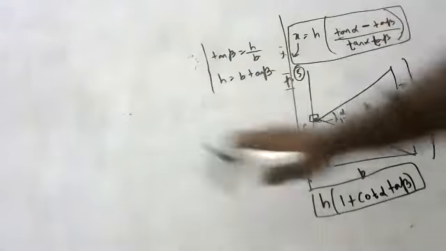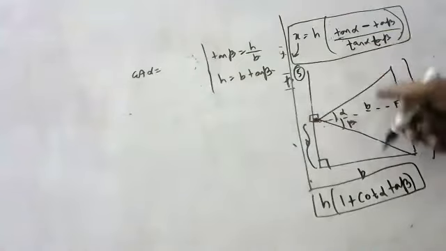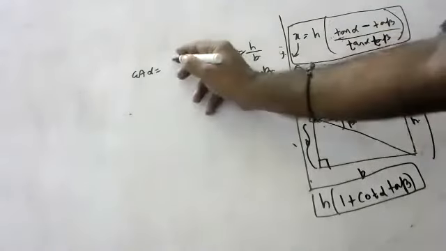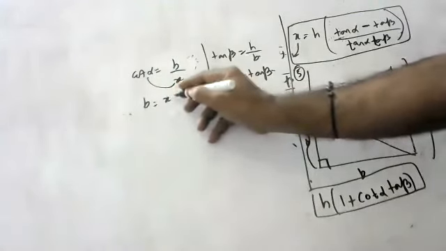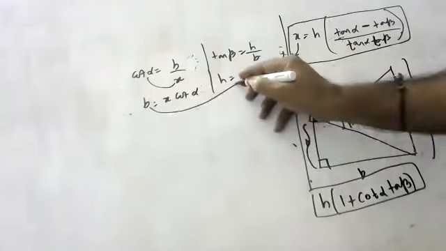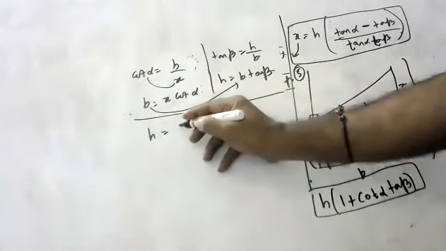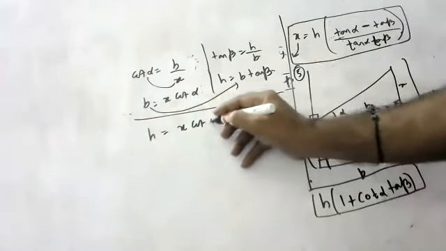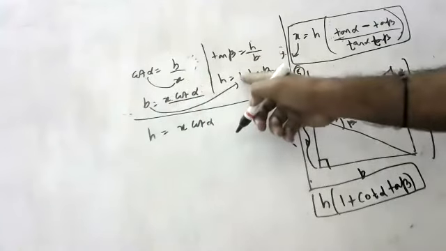Let us do with cot alpha, then you will get the answer, children. Cot alpha is equal to, can anyone tell me cot alpha here? B by x, sir. If I bring it here, b is equal to x cot alpha. Now you substitute here, children, what happens? h is equal to x cot alpha is coming here.